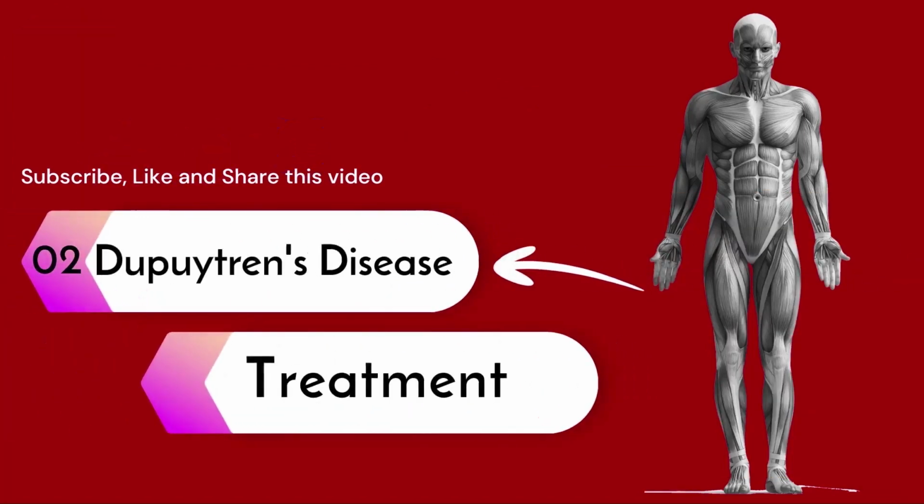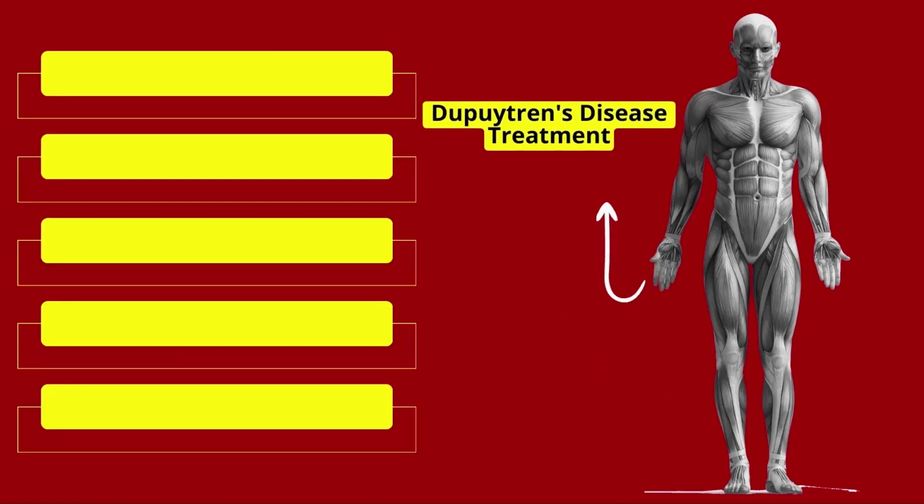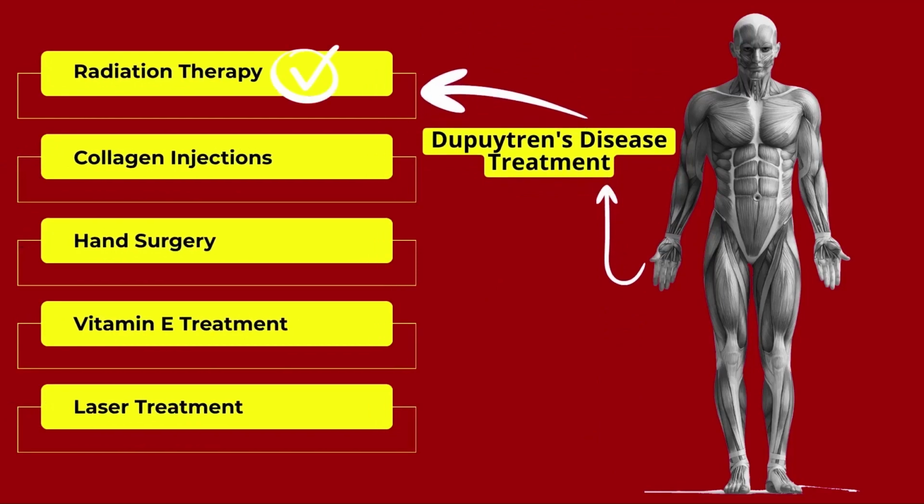So far we have only known about Dupuytren disease, but now we will see how it is treated and how many types of treatment are possible. Dupuytren can be treated in 5 different ways. Treatments such as radiation therapy, collagen injections, hand surgery, vitamin E and laser treatments are possible.